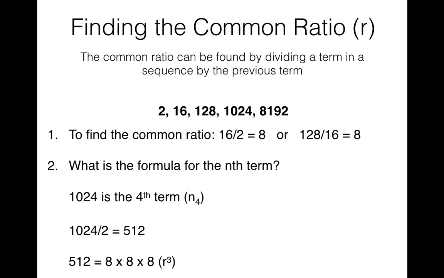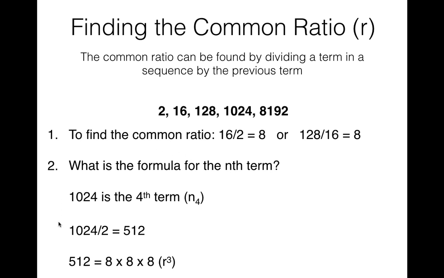And then we need a formula. Remember that formula that we had in orange last lesson for working out any given term. So how can we do this? Well, I've picked one of the terms at random. I've picked this one here, 1024, and I know it's the fourth term, n = 4. I'm going to divide the fourth term by the first term, and that gives me 512. And 512 is the common ratio multiplied by itself 3 times. So r, the common ratio, to the power of 3.